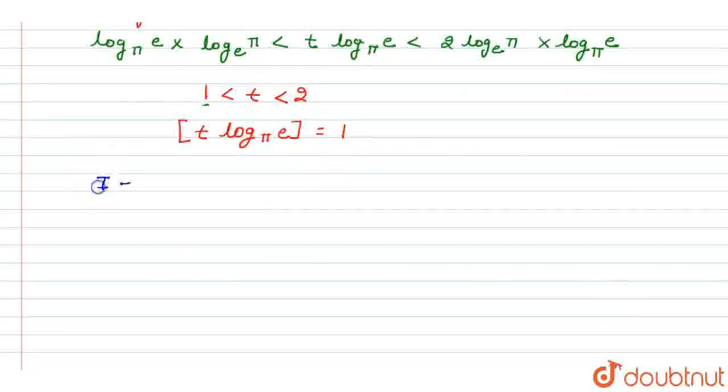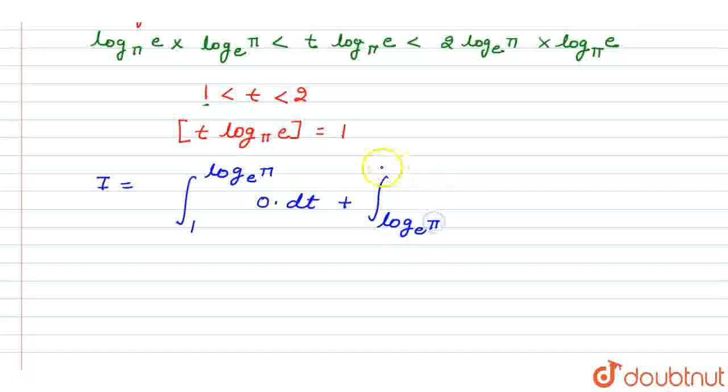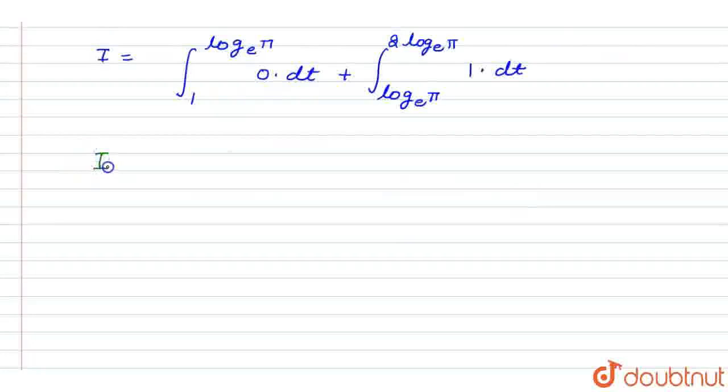Now I is equal to, we have to get this limit. We know that the limit is from 1 to log base e of pi, where the value is 0 into dt, plus the limit from log base e of pi up to 2 log base e of pi, where the value is 1 dt. Now I is equal to, this first value is completely 0. We know that the integration of 1 is equal to t. Here we have the limit log base e of pi up to 2 log base e of pi.